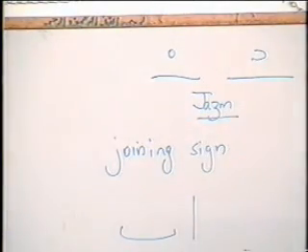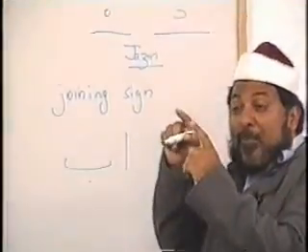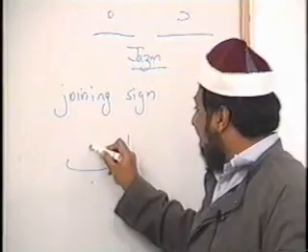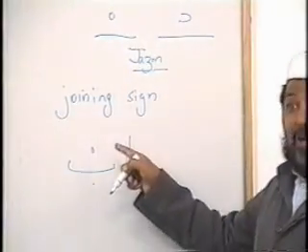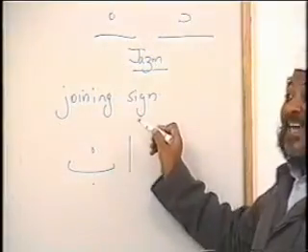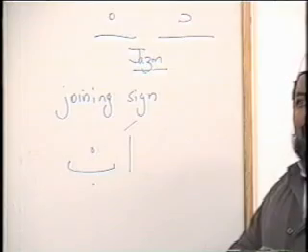I have two letters there, alif and be. I got no sound. The Jazm will always appear on the second letter. How will I know what I'm joining? It will depend on what sign I put on here. Example, if I have a zabar.